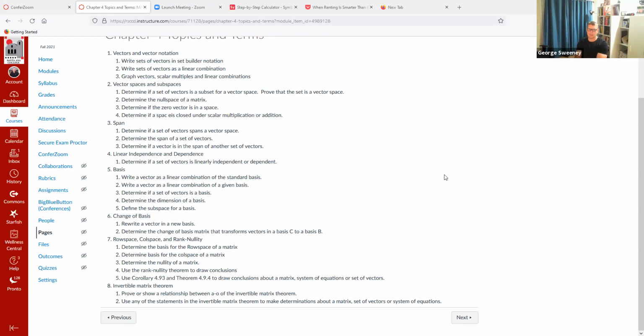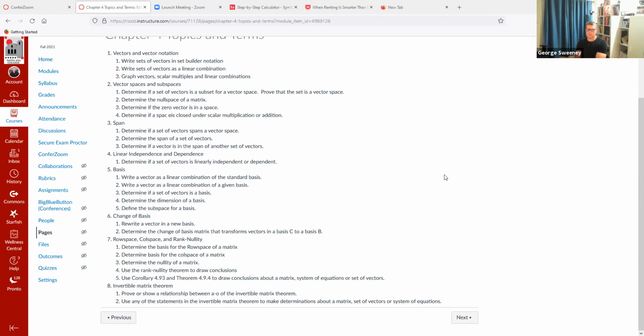To determine the change of basis matrix that transforms vectors in a basis C to a basis B. All right, that's very mechanical. I'm not asking you to figure anything else out about it. Just form the change of basis matrix for B to C and C to B, and also rewrite a vector in a new basis.